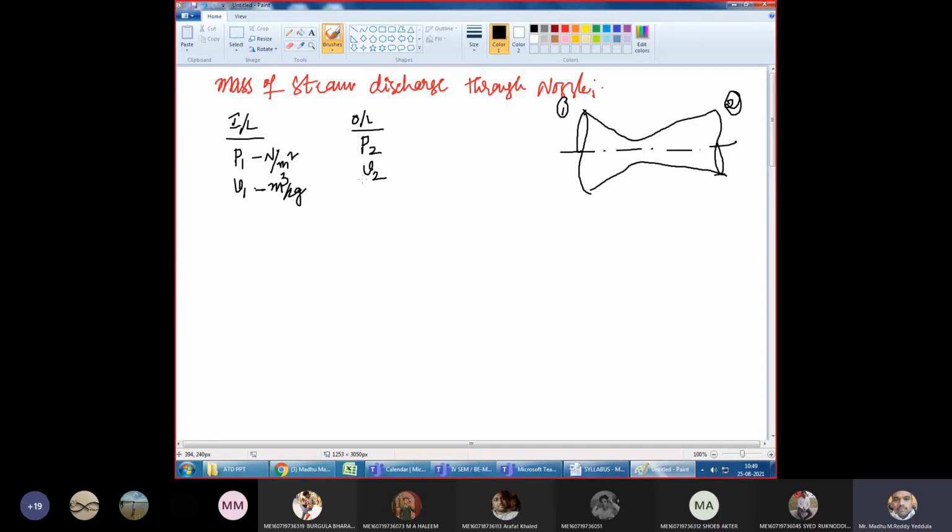So these are the inlet conditions, these are the outlet conditions, and we know along the length of the nozzle, pressure drop or enthalpy drop is going to take place, and that is equal to the change or increase in the kinetic energy.